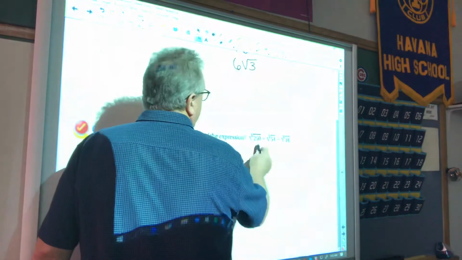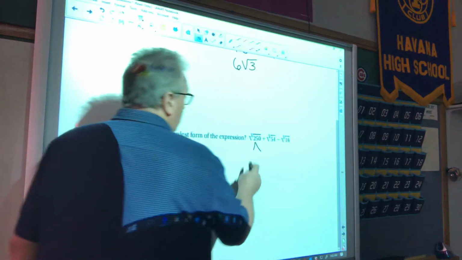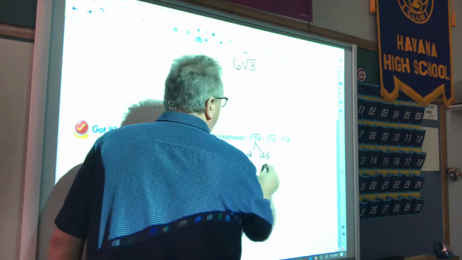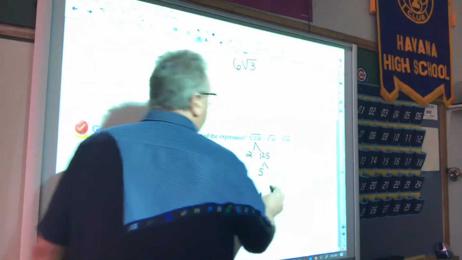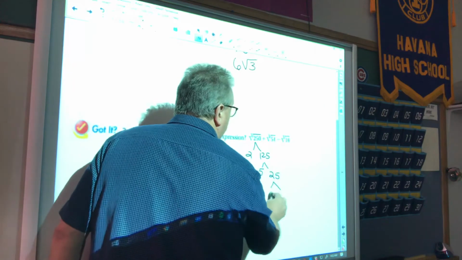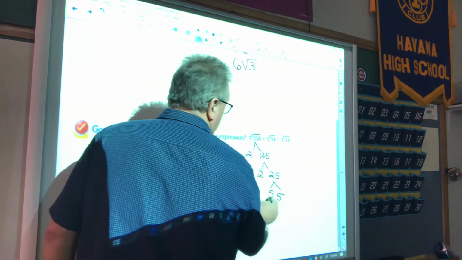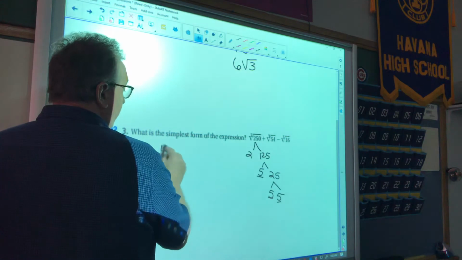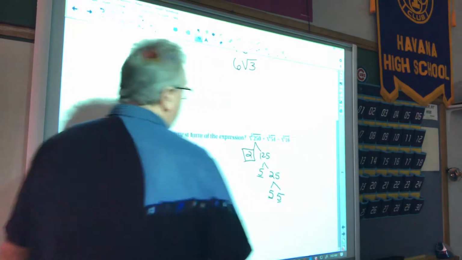Can we? Yes. Cube root of 250, if you can't do it off the top of your head, we can break that down to 2 times 125, and this becomes what? 5 times what? 25. This becomes 5 times 5. So we're looking at cube roots, so we need triples. So that gives us 5 times the cube root of 2, because it's left.